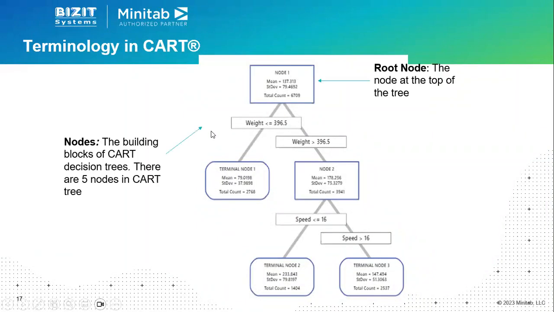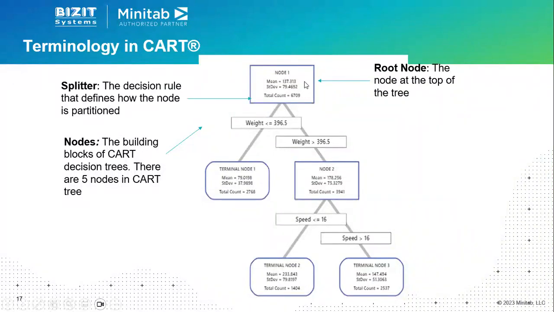Okay, so this is the terminology. The first here we call the root node. The root node is the node at the top of the tree. From here, you can get the splitter. The splitter is the decision rule that defines how the node is partitioned. So for this group, it is partitioned by the predictor weight being less than 396.5, or here, the weight being more than 396.5.